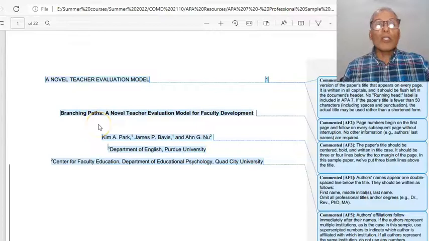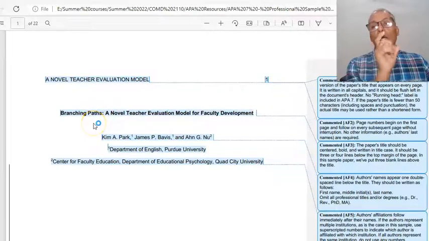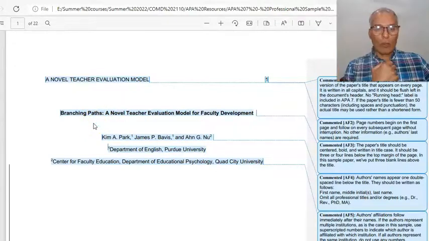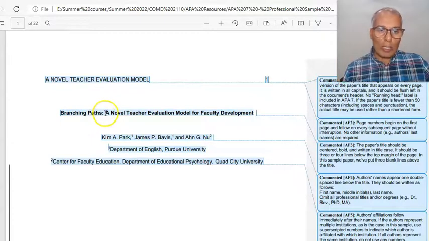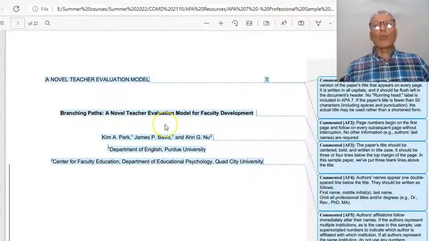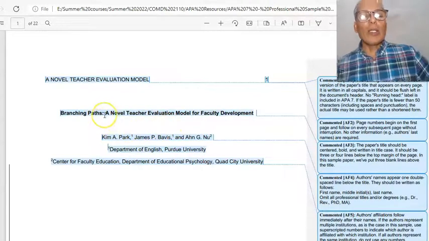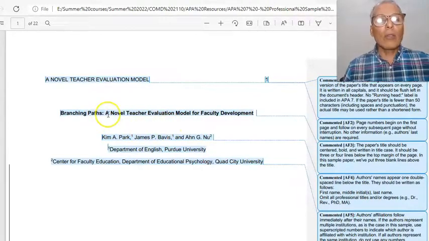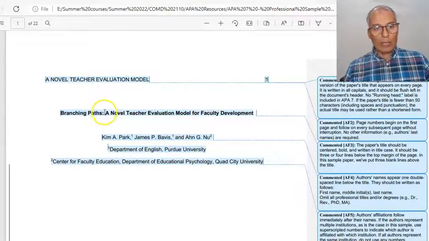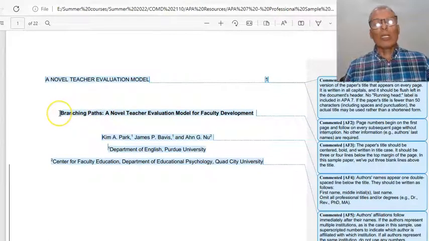But not all papers have to have a main title and a subtitle. If you just take the main title, Branching Paths, and the two dots out, and you leave this, that will be your title: A Novel Teacher Evaluation Model for Faculty Development. So again, what comes after the colon is the subtitle, and it gives more detail about the main title if that main title is too broad.